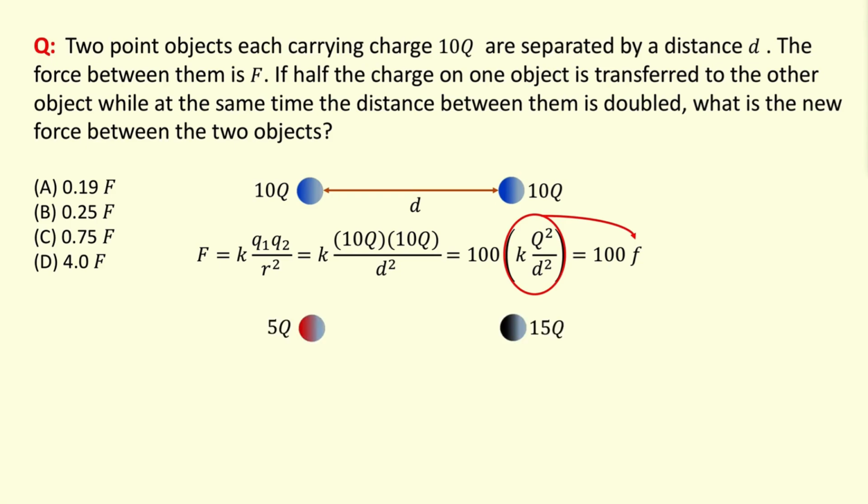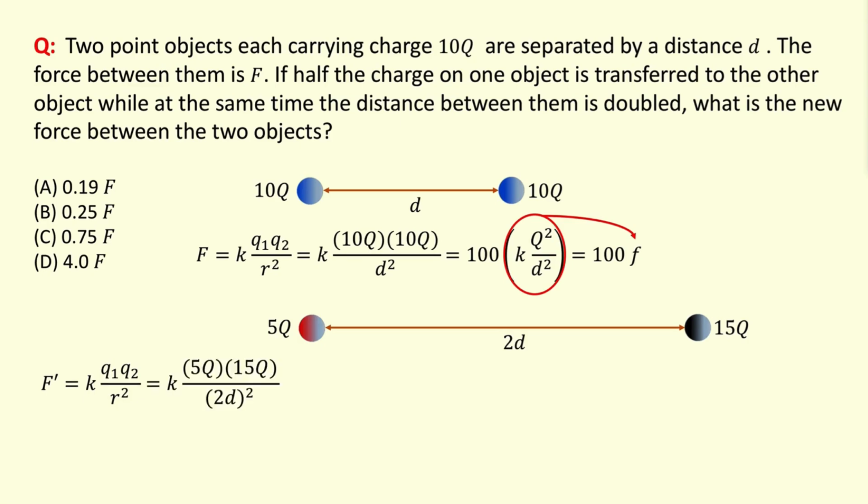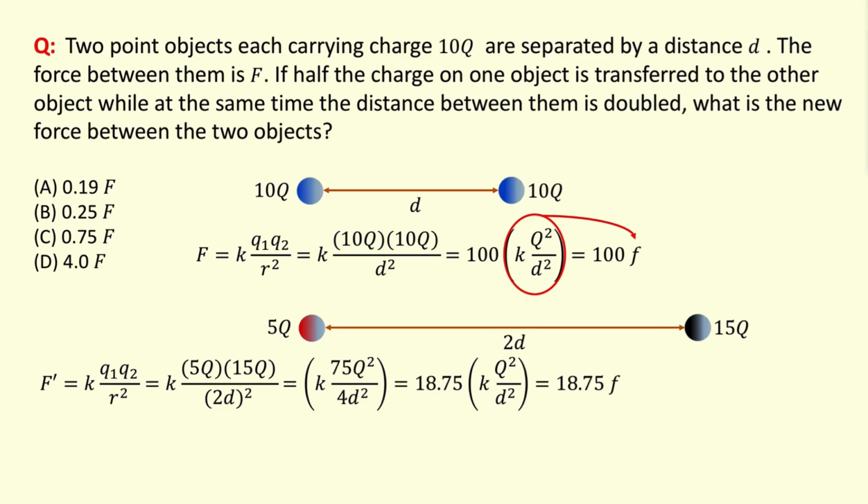Now we transfer 5Q from the left to the right object, and we make the distance between these two 2d. Again, after replacing 5Q, 15Q, and 2d in this equation, we get F prime as 18.75F.